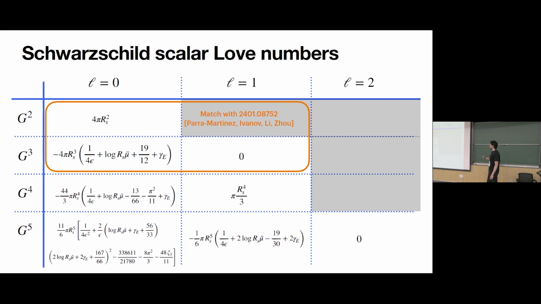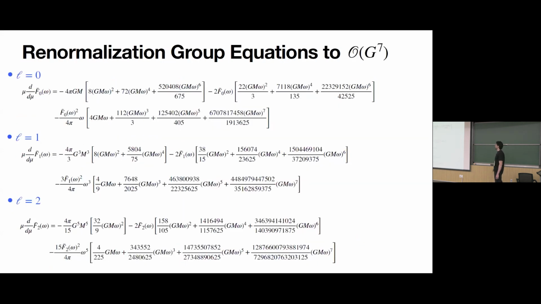And because these Love numbers eventually run, you can compute some RGEs. This is what we have up to G^7. The nice thing, or the surprise, was the presence of this quadratic term in the equation. As far as we know, we didn't find it anywhere. This is quite interesting, because if you solve this equation, you see that it gives you some sort of geometric series, which is expected from a Born series.